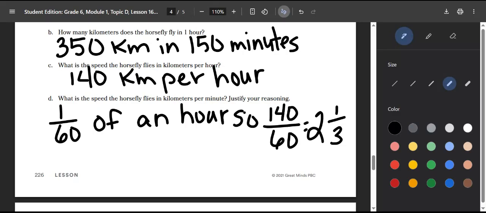So because the horsefly flies 70 kilometers in 30 minutes, which ends up being 140 kilometers in 60 minutes, it flies 2 1/3 kilometers per minute.